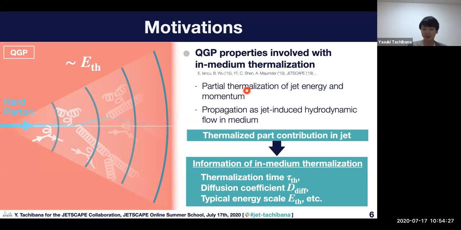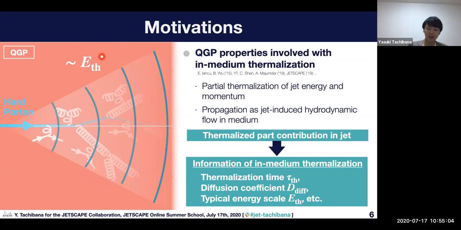So some part of the jet energy and momentum can be summarized in the medium, and then propagate as jet-induced flow in the hydrodynamic medium fluid. And in the end, this summarized part is also measured together with the jet. So some summarized part is measured as part of the jet, and they carry the information during the in-medium summarization process.